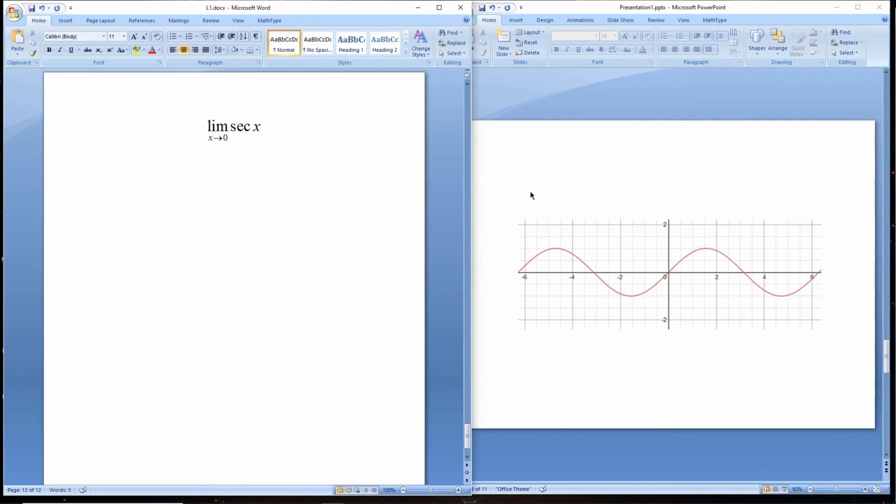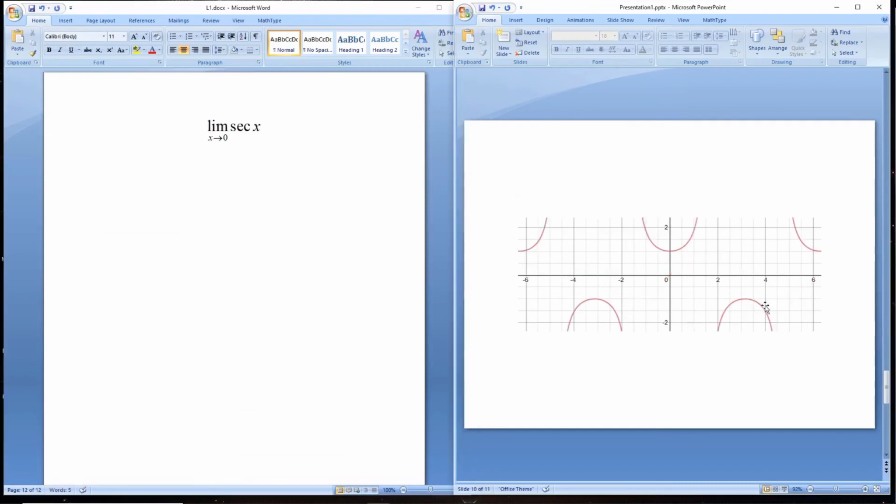Secant. And what does secant look like? Well, here's what it looks like. Secant is not one solid line. Secant is an infinite amount of solid lines. And these are all kind of parabolic shaped. And a secant has vertical asymptotes, infinitely many of them, all between these shapes.